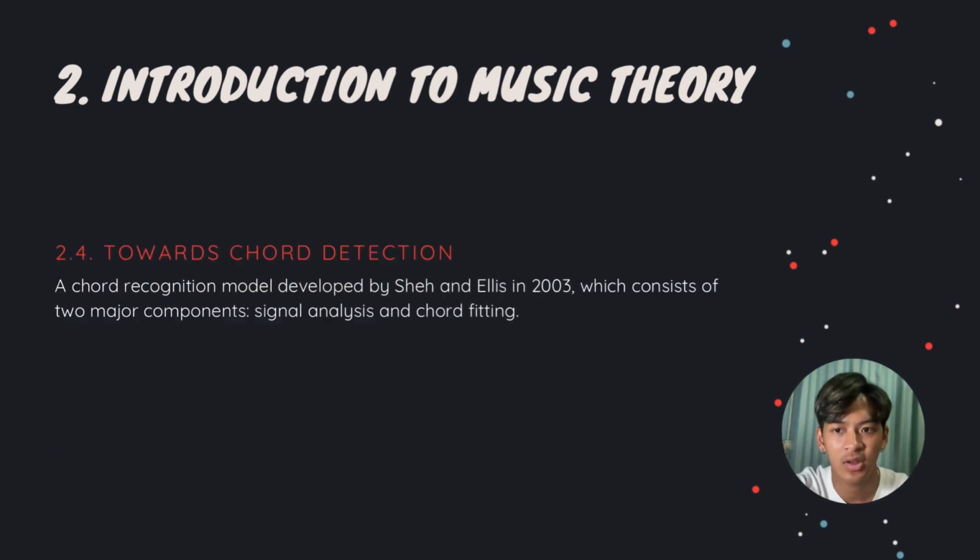2.4 Chord detection, a chord recognition model developed by Sheh and Ellis in 2003, which consists of two major components, signal analysis and chord fitting. The signal analysis component uses the fast Fourier transform to decompose the raw audio signal into chroma intensities, which are then transformed into octave-independent chroma information known as the pitch class profile.